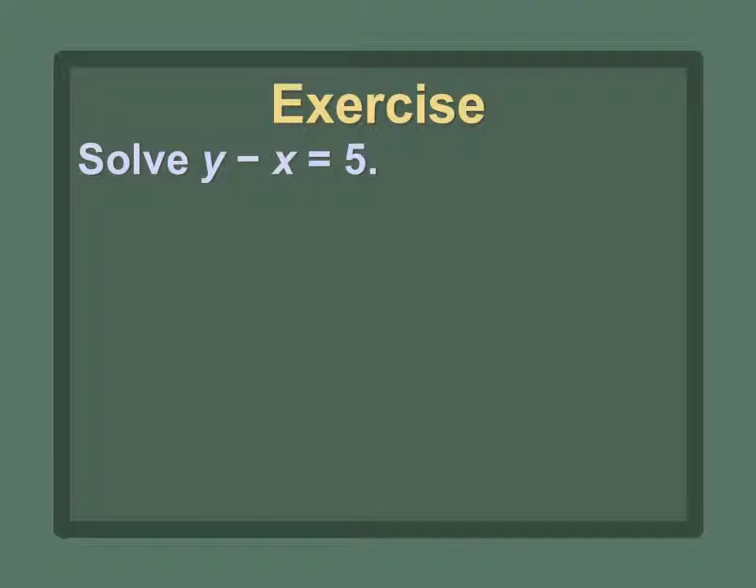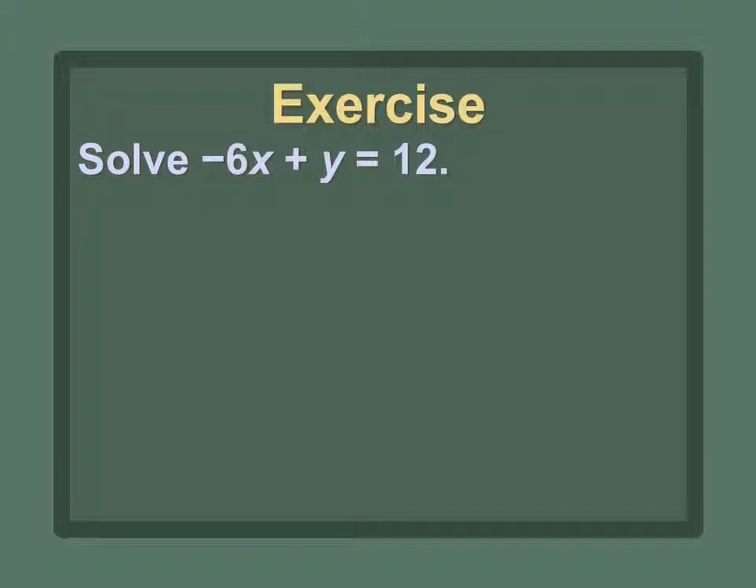Now, what if we had something like this, y minus x equals 5, and we wanted to solve for y? We're still trying to undo this minus x. So to undo the minus x, we're going to add x. So we get y equals x plus 5, because we added x to the other side. If we have x plus y equals 5 and we want to undo this plus x, we're going to subtract x from both sides. So we get y equals negative x plus 5.